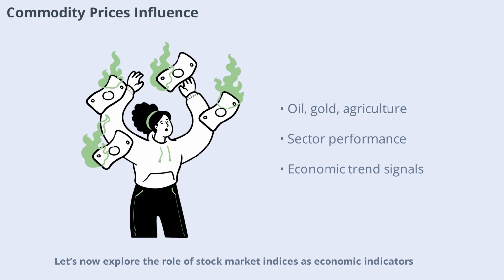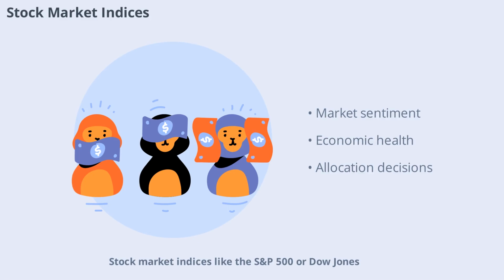Let's now explore the role of stock market indices as economic indicators. Stock market indices, like the S&P 500 or Dow Jones, reflect the performance of a group of stocks. They serve as barometers for overall market sentiment and economic health. Investors use these indices to track trends, compare returns, and make allocation decisions. Sudden movements in indices can signal shifts in investor confidence or economic outlook.